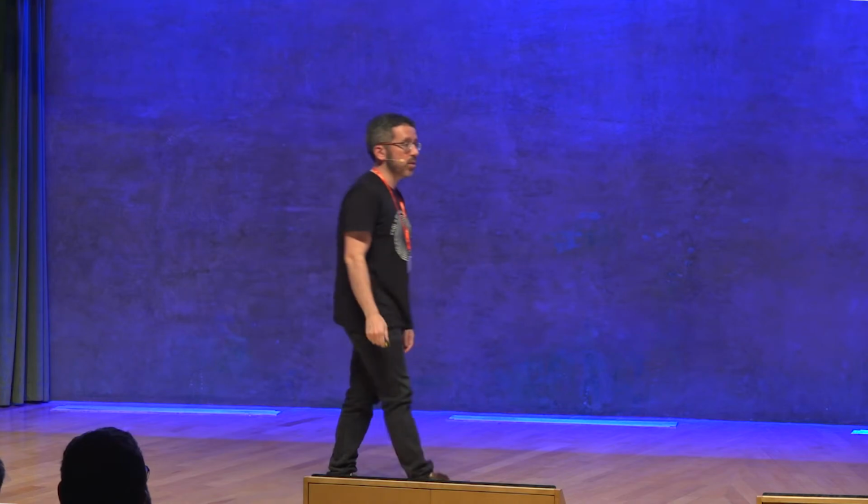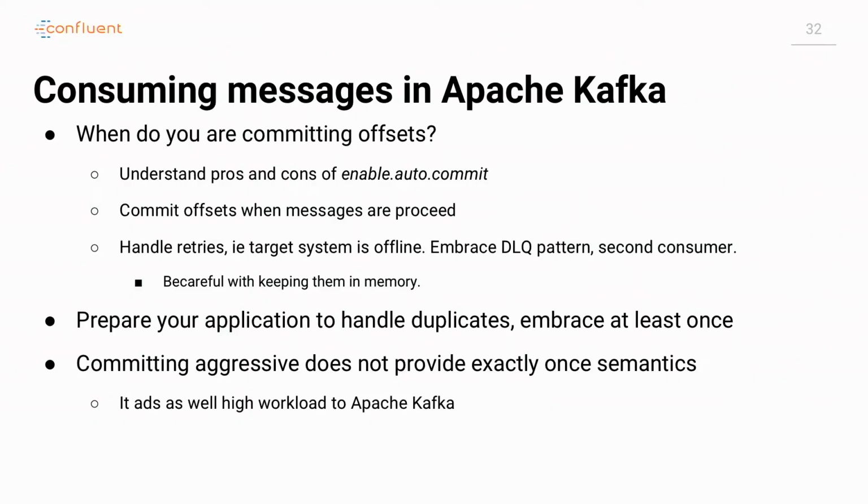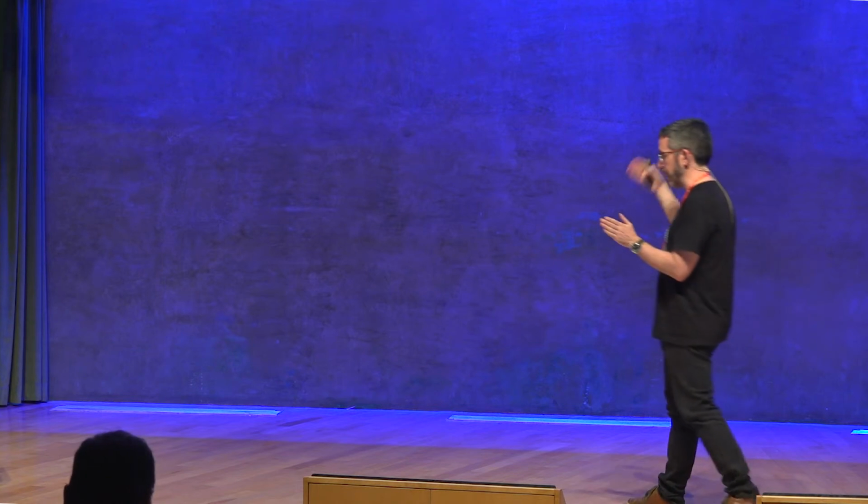The question you might be asking yourself is, when do I commit my message? If you are using auto-commit, which I would not recommend, understand why you are using it and how you are using it, because it's a timer. Basically, we'll commit the message every 10 seconds, every 3 seconds. And this is very important, because your processing of this message can last 15 seconds, while your auto-commit is in 3 seconds.